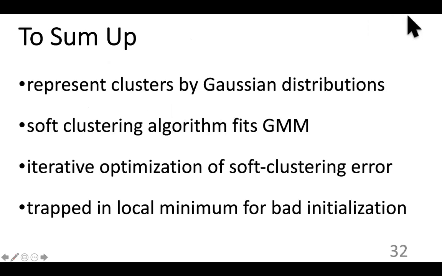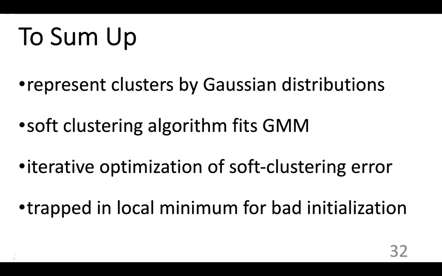Okay, so to sum up today's lecture, the idea behind the soft clustering algorithm was to represent clusters by a Gaussian distribution. So you could think about using other distributions. So there might be other soft clustering algorithms that use other distributions than Gaussian distributions. However, maybe the most popular and most famous soft clustering algorithm that I know is based on using a Gaussian distribution, but it's a design choice in the end.